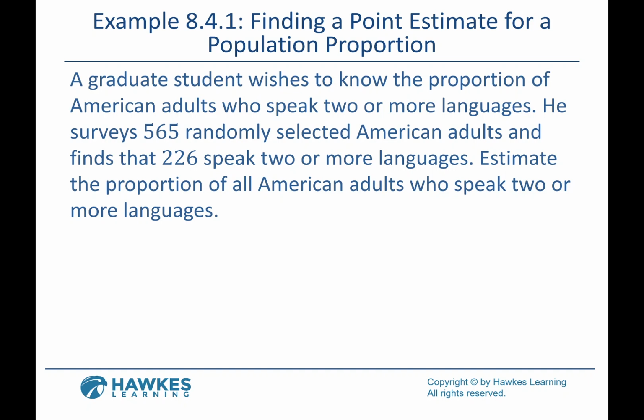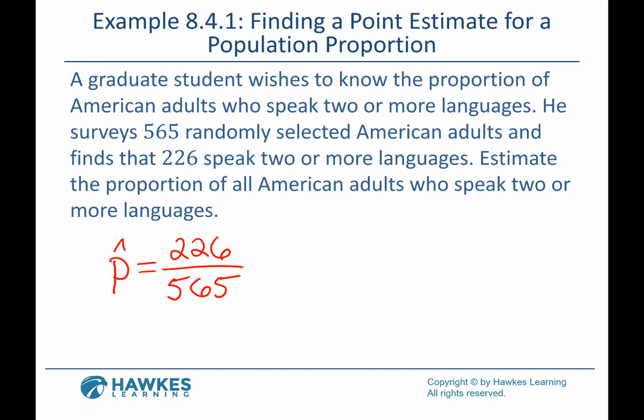So calculate our sample proportion here, p hat. It's x over n. x is the number of data values we have that have the characteristic we're looking for. What people are we interested in on this one? People that speak 2 or more languages. And how many of those do we have? We've got 226 of those, out of how many people were in our survey? 565. So not a lot to it.